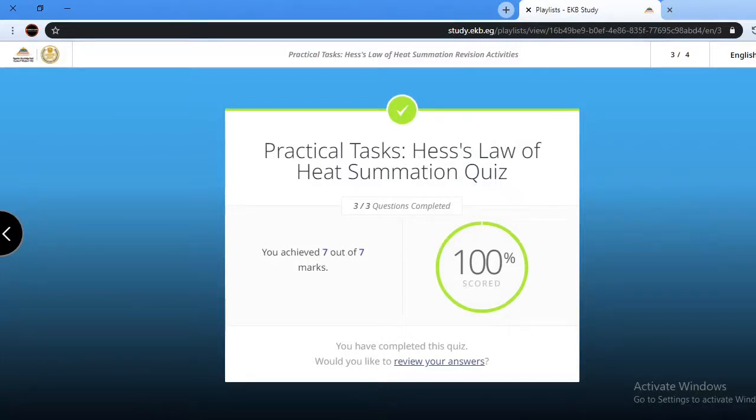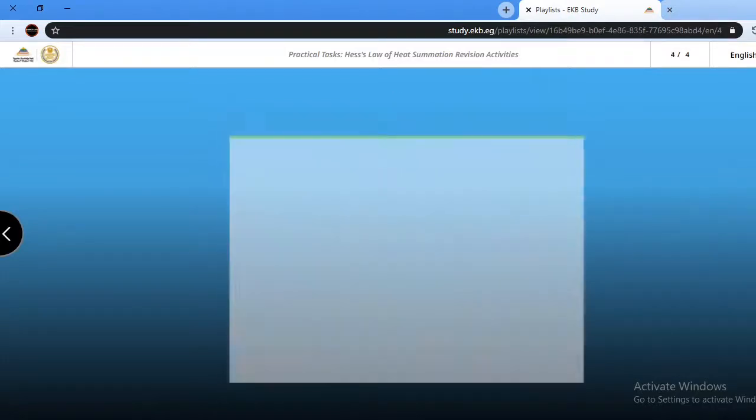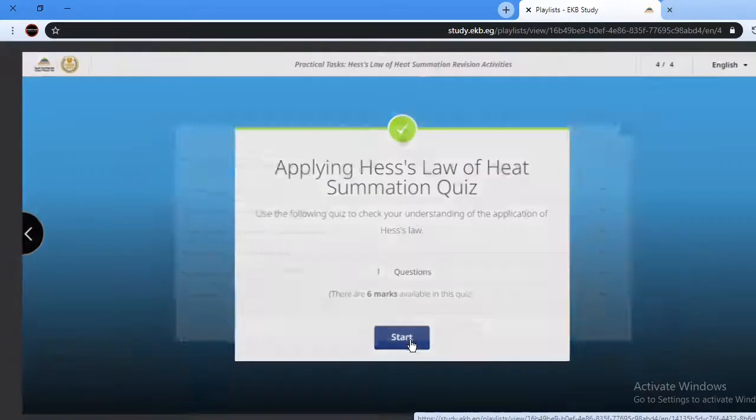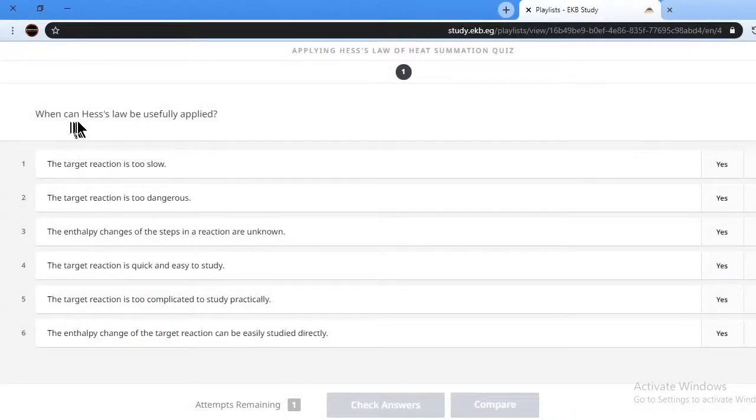You achieved 7 out of 7 marks. Let's complete our questions. There are 6 marks available in this quiz. Start. When can Hess's law be usefully applied?